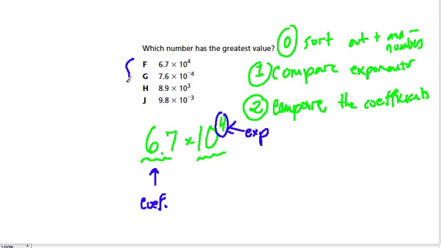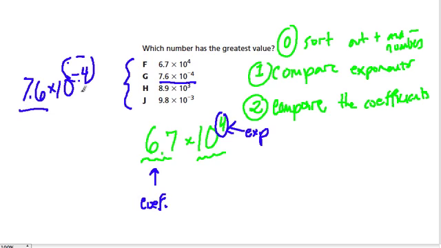So I notice right now they're all positive, even though we have in choice G 7.6 times 10 to the negative fourth. This number here means to take 7.6 and divide it by 10 4 times. So in this case, the negative exponent means division. It doesn't mean a negative number.